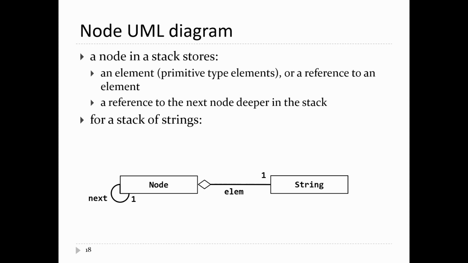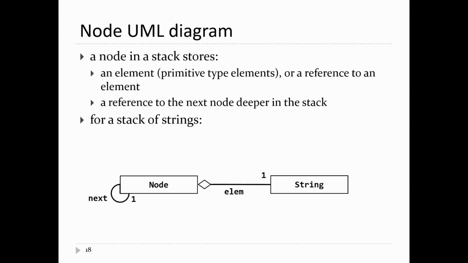Okay, so what is a node? What's our node class going to look like? A node in a stack stores an element. In this case, our node is going to store a string. So our node has a reference to a string, so you know for sure this relationship has to be association. Here I'm going to use aggregation.